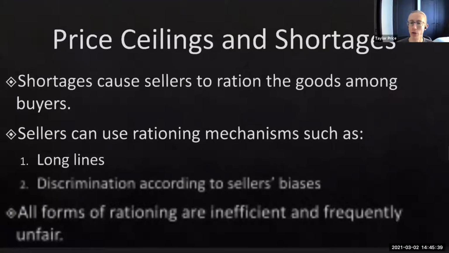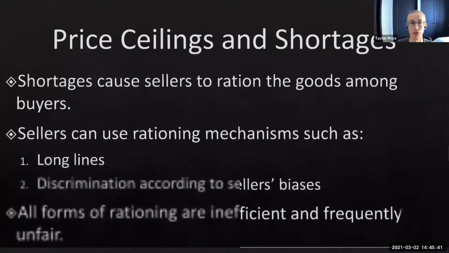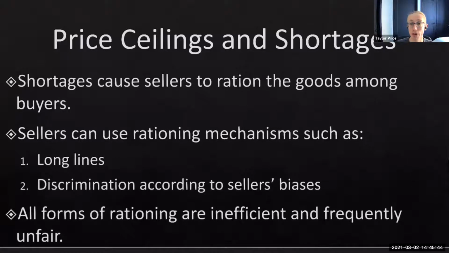Just to briefly touch on this again, I know we already talked about it: price ceilings cause shortages, and shortages are basically the difference where there is a greater quantity demanded on one side and a smaller quantity supplied on the other side. So there's this difference between the quantities demanded and supplied. When there's a shortage, sellers are going to ration the goods among buyers, and there are two common methods that are used.